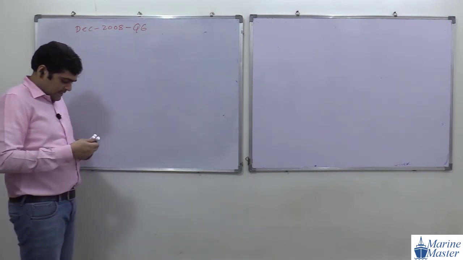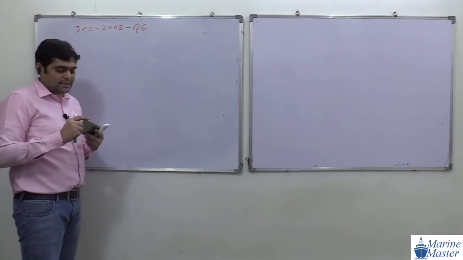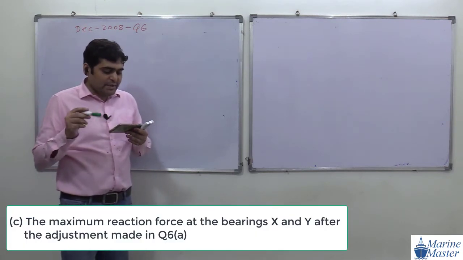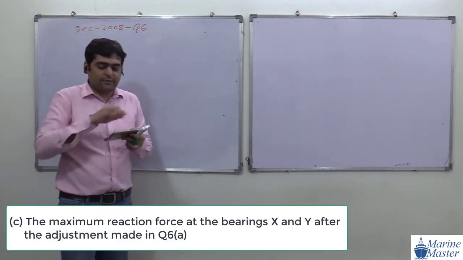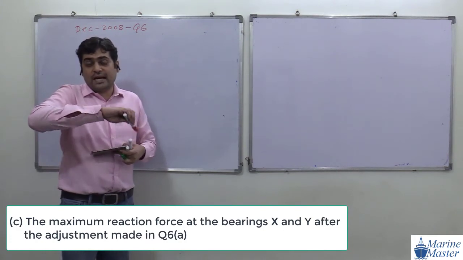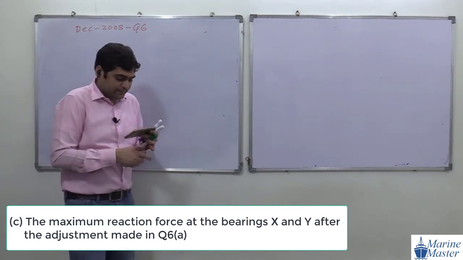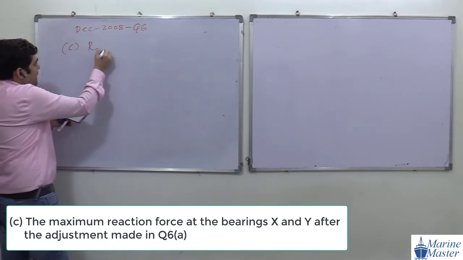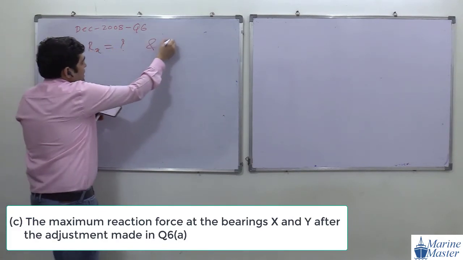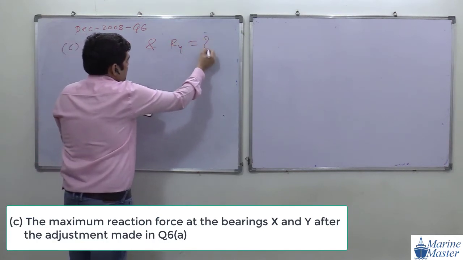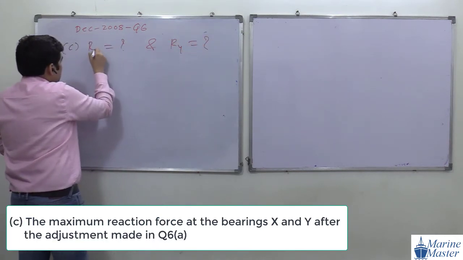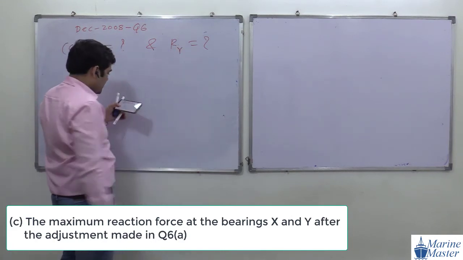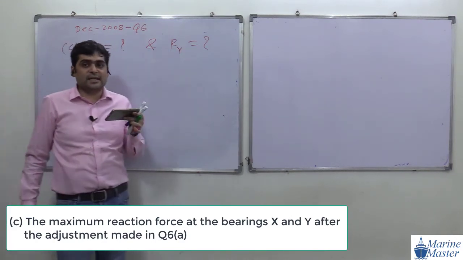See, in the C part, what are they actually asking us? Maximum reaction forces at bearings X and Y. In the C part, our target is to find the value of Rx and the value of Ry, capital X and capital Y. Reaction forces at bearings X and Y.